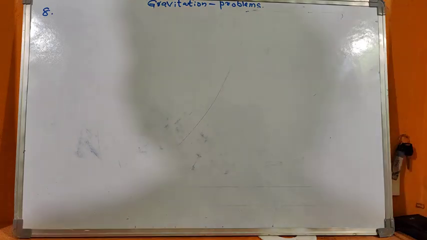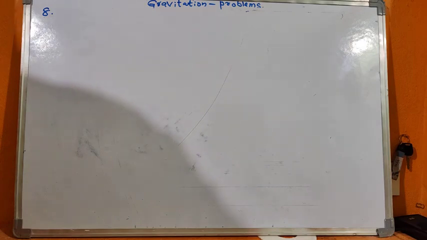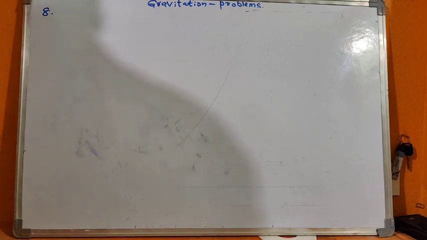Problem 8. Four identical masses of M are kept at the corners of a square of side A. Find the gravitational force exerted on one of the masses by the other masses.